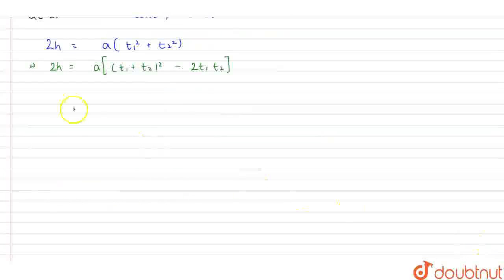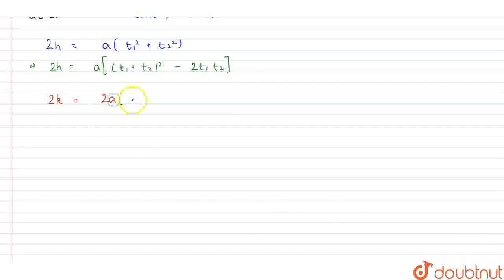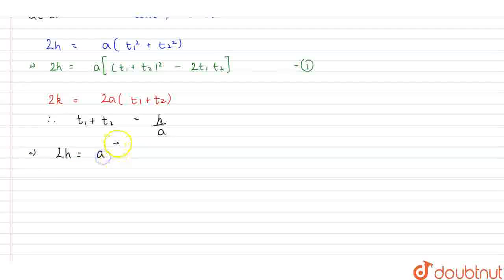Now for the y coordinate we'll get 2k is equal to 2a into (t1 plus t2). So from here we'll get the value of t1 plus t2 equals k upon a. Now if this is the first equation, then this equation will become 2h equals a into (k²/a² minus 2 t1 t2), and we know that t1 into t2 is equal to 2, therefore this will become minus 4.